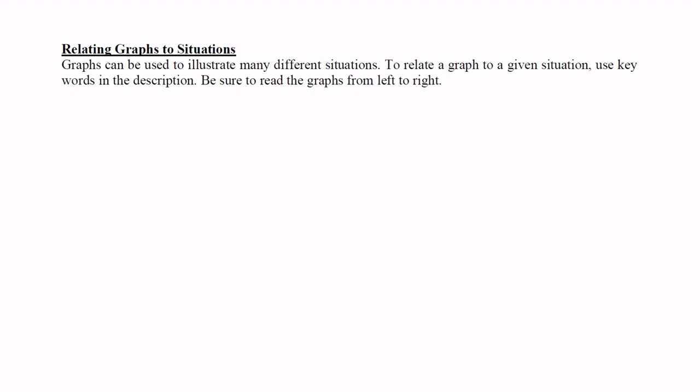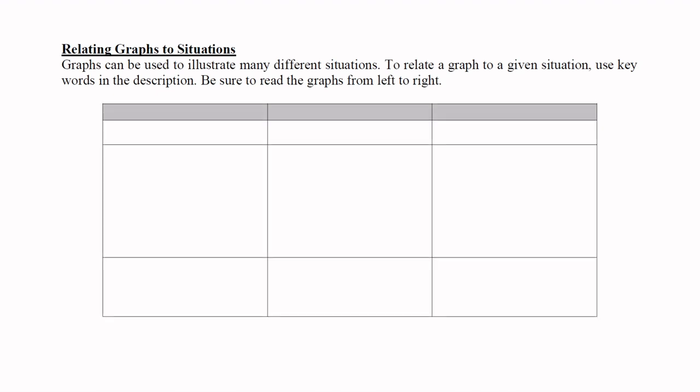To relate a graph to a given situation, use keywords in the description. Be sure to read the graphs from left to right. This is important. You have to read the graphs from the left side to the right side. And this is going to become even more important later in this unit as we start to look at domain, increasing and decreasing intervals, and positive and negative intervals. You're going to be reading from left to right along the x-axis.